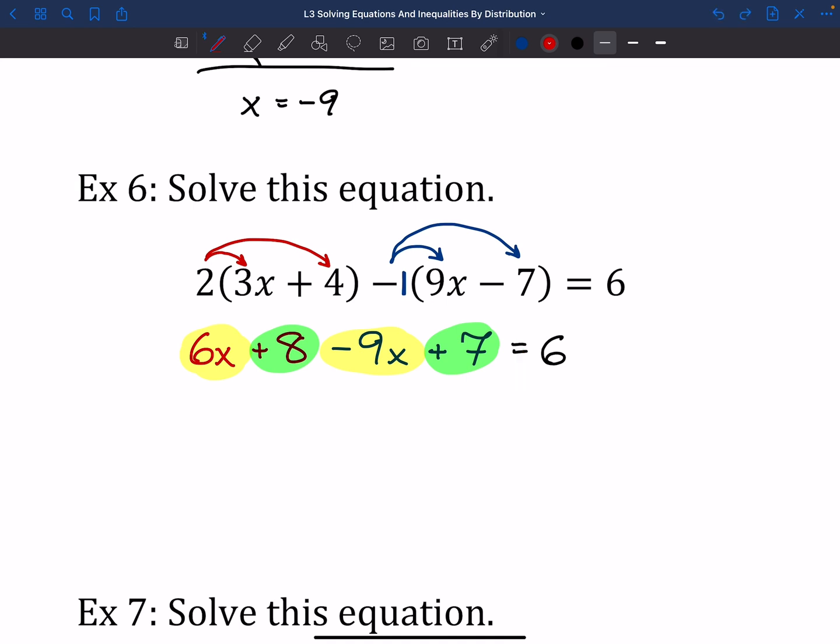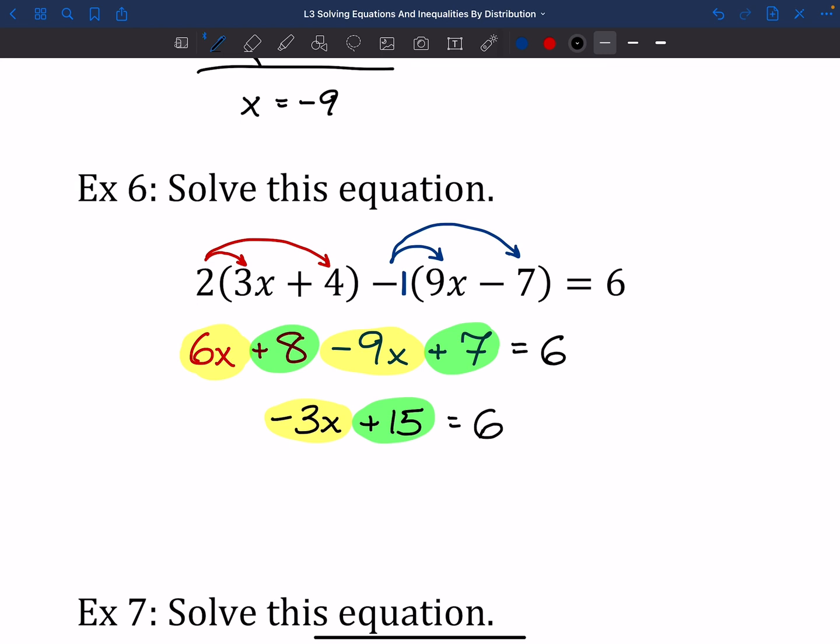Okay, so we've got these like terms. Let's smush them together. In the yellow, 6x minus 9x is going to bring me down to negative 3 x's. Right? So, again, I'm not changing any sort of exponent. I'm just changing how many x's I have. Right? So 6 minus 9 brings us to negative 3. For the numbers, in green, right, 8 plus 7 is going to give us plus 15. Right? And again, nothing too fancy there, right? We've been adding and subtracting numbers for years. Okay, so now we have negative 3x plus 15 equals 6.